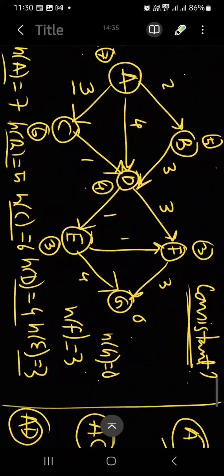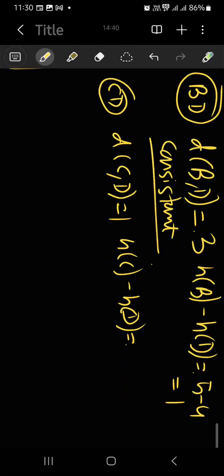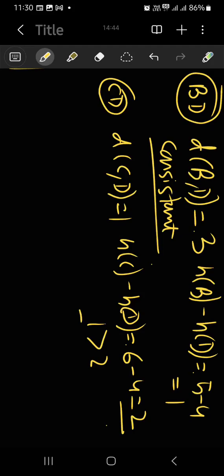এইচ অফ সি কত দিয়েছে 6 আর এইচ অফ ডি কত 4, রাইট? তো তাহলে এখানে কি হচ্ছে 6 মাইনাস 4 উইচ ইজ ইকুয়াল টু 2, তার মানে কি 1 ইজ গ্রেটার দেন 2, ডিস্টেন্স ইজ গ্রেটার। এই তো গেল, এখানেই তো আমরা হেরে গেলাম, রাইট? বিকজ অ্যাকচুয়াল ডিস্টেন্স 1, বাট আমি এস্টিমেট করেছি 2, রাইট?